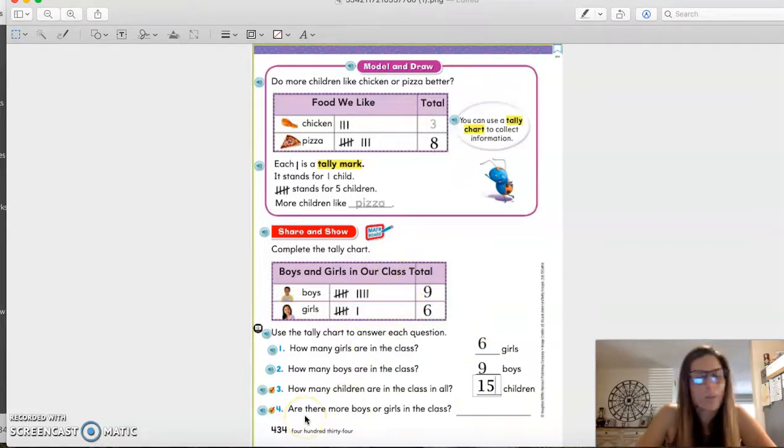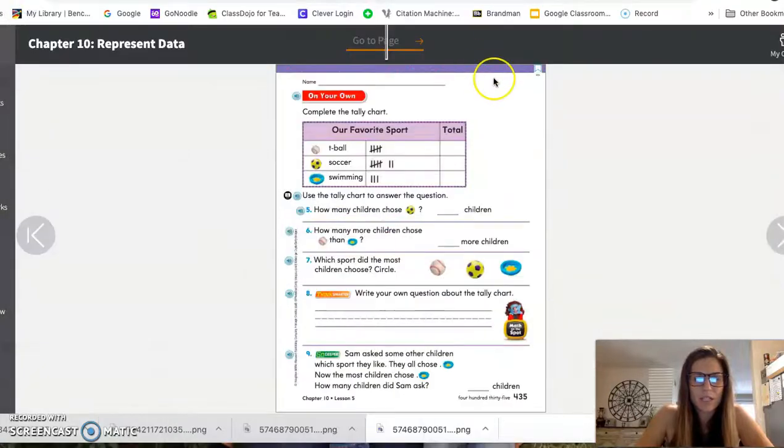Number 4, are there more boys or girls? Write your answer here. What number is bigger? Did you say boys? I hope so. All right. Boys has more. All right, boys and girls, let's go ahead and go on to the next page, page 435.